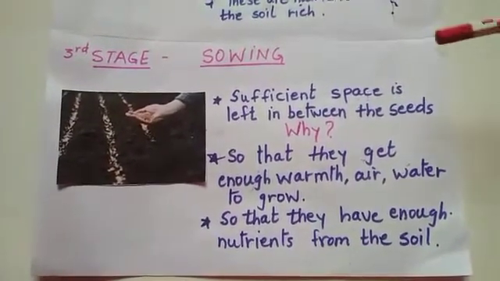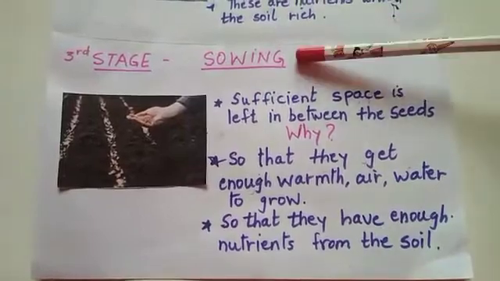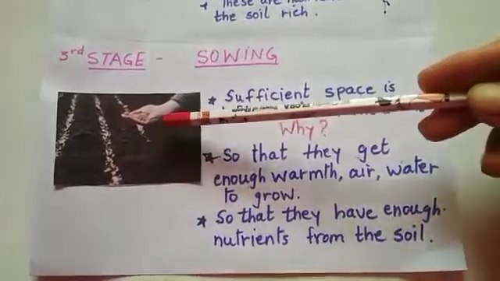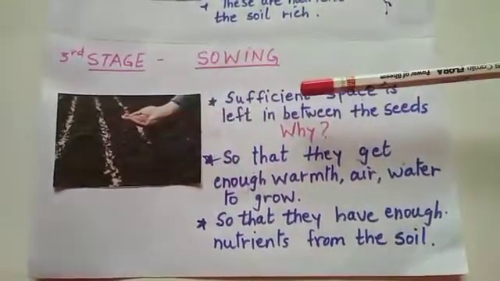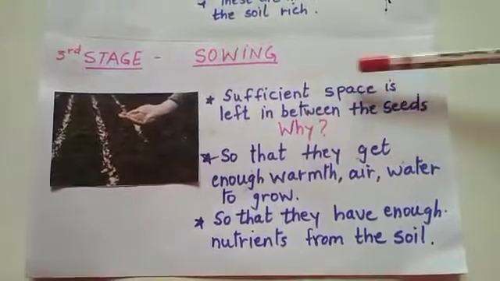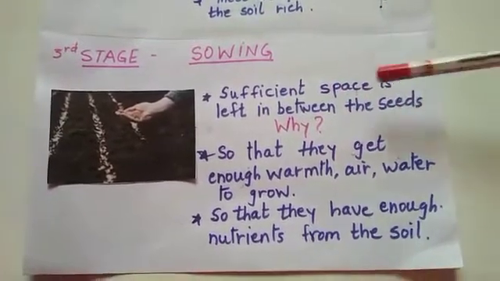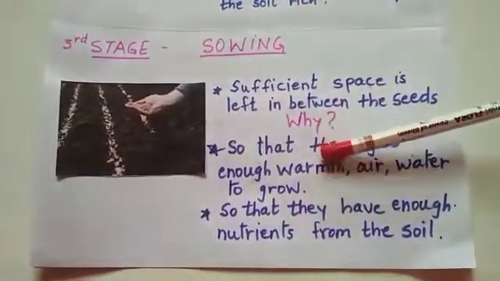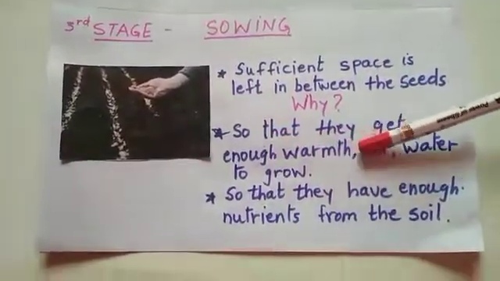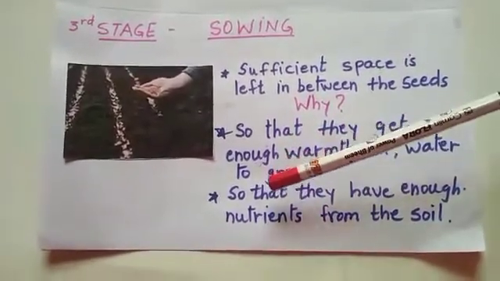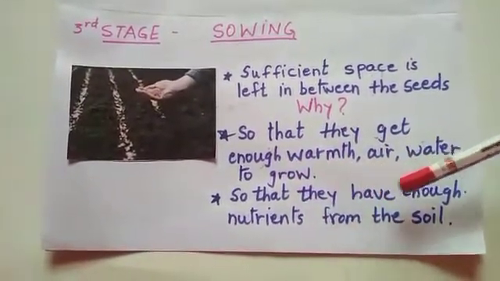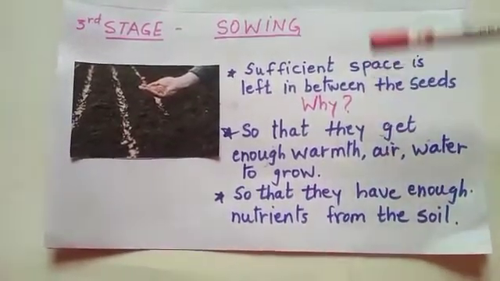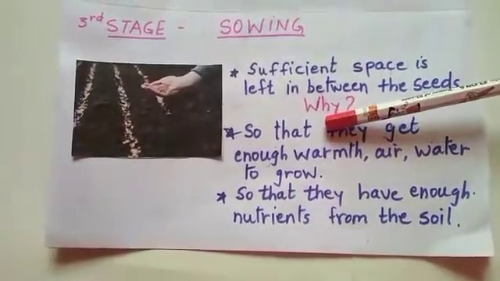The third stage in stages of farming is sowing of seeds. You can see in the picture the seeds are being sowed. Now while sowing seeds, one thing is kept in mind, and that is sufficient space is left in between the seeds. Now why should sufficient space be left between the seeds? The reason is so that each seed gets enough warmth, air, water to grow. Also, each seed has enough nutrients from the soil. So if there is enough space between the seeds, then it ensures their germination.